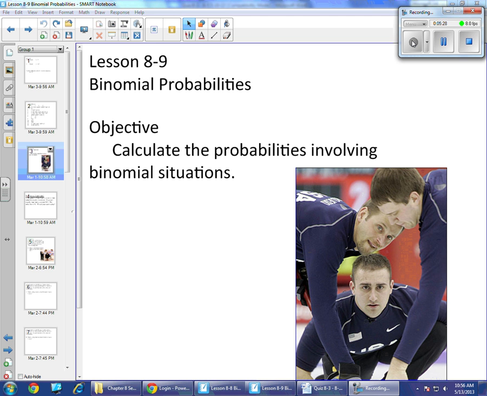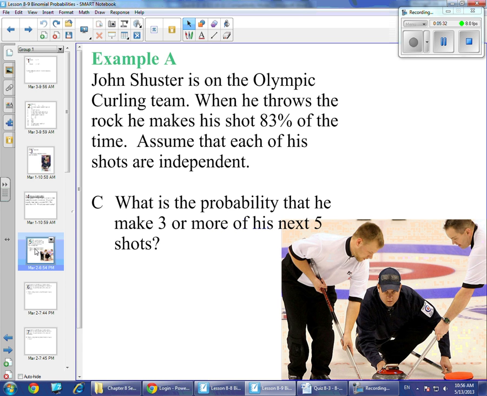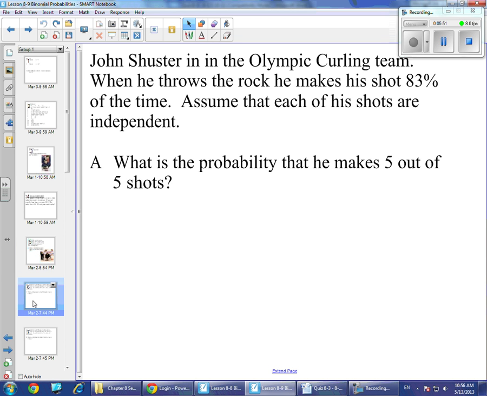Okay, in section 8.9, the situation is the following. John Schuster is on the Olympic curling team. When he throws the rock, he makes his shot 83% of the time. Assume that each of his shots is independent. Our end goal is this: what's his probability of making 3 or more of his next 5 shots? That's part C. But we're going to start with an easier question first, part A: what's his probability that he makes 5 out of 5 shots?